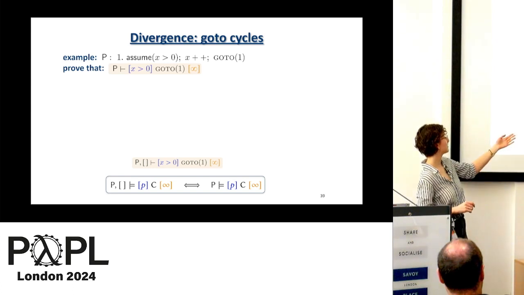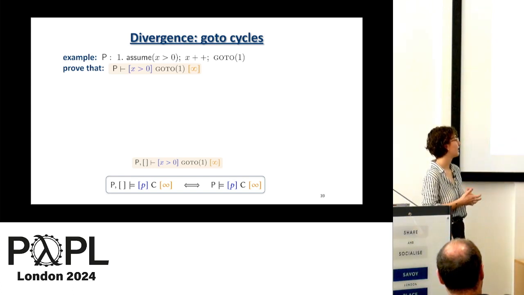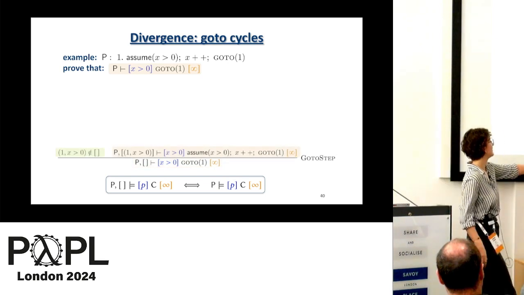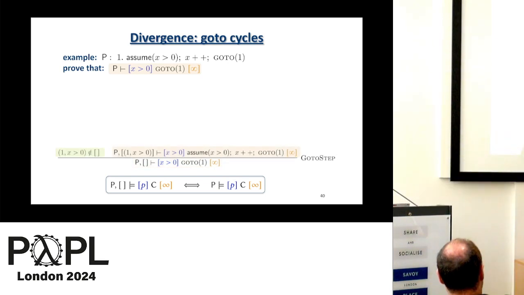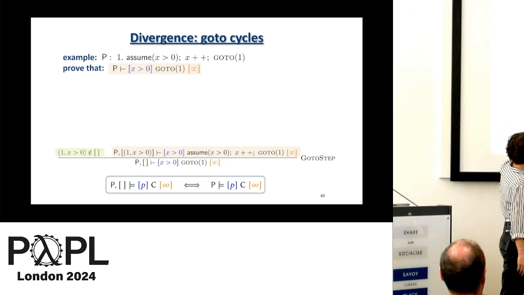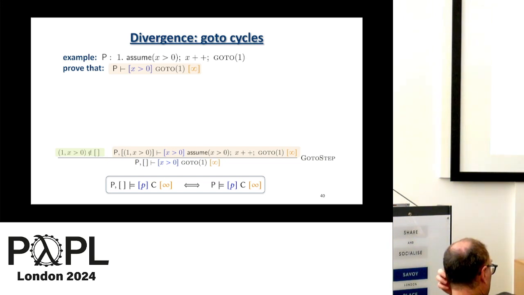So we start with a goto 1, and the only rule that we can apply is the goto step rule, because this is an empty list, so our label and our assertion cannot be in the list. So we say, well, it's not in the list, amazing. So we add it to the list. We now have a list of length 1, which has the label 1 and our assertion that x is positive. And we are now executing the program code saved at label 1.